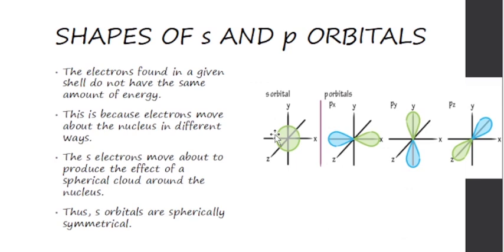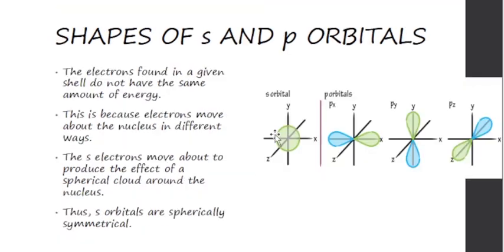Having said that, we are going to be looking at the shapes of S and P orbitals. The electrons found in a given shell do not have the same amount of energy. This is because electrons move about the nucleus in different ways. The S electron moves about to produce the effect of a spherical cloud around the nucleus. Thus, the S orbital is spherically symmetrical.